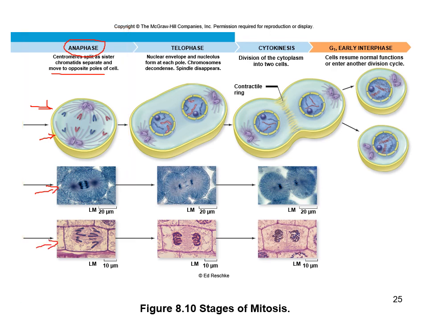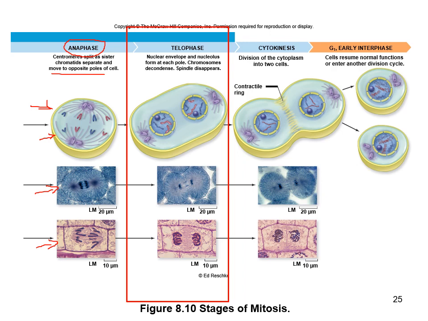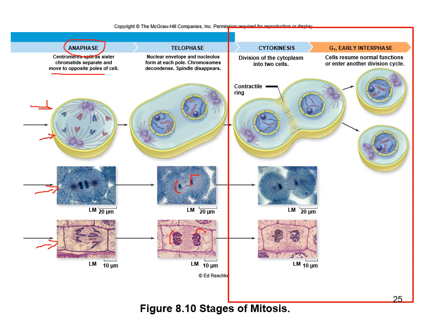Anaphase is followed by telophase, which is us reforming the nucleus. So now we have two nuclei. We still have one cell, and that's because after telophase, we have to do cytokinesis. Cytokinesis is the division of the cytoplasm. As you can see, it happens at the end of telophase, and it's going to allow us to sever, to divide that one cell into two daughter cells.